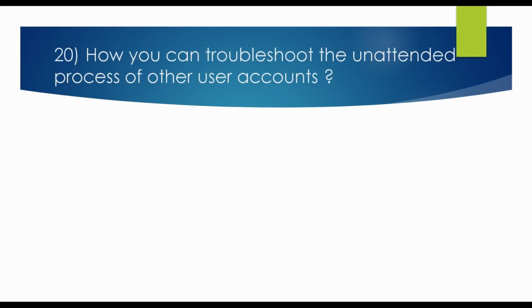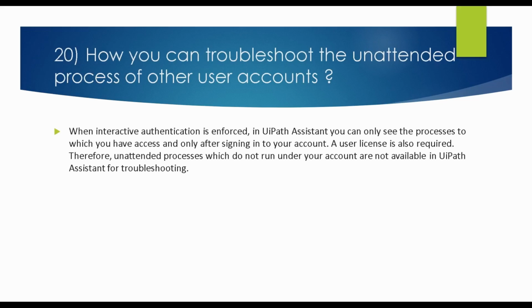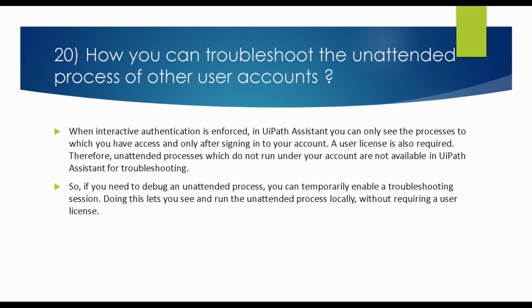How can you troubleshoot the unattended process of another user account? When interactive authentication is enforced in UiPath Assistant, you can only see the processes to which you have access, and only after signing into your account, and a user license is also required. Therefore, the unattended processes which do not run under your account are not available in UiPath Assistant for troubleshooting. So if you need to debug an unattended process, you can temporarily enable a troubleshooting session. Doing this lets you see and run the unattended process locally, without requiring a user license.